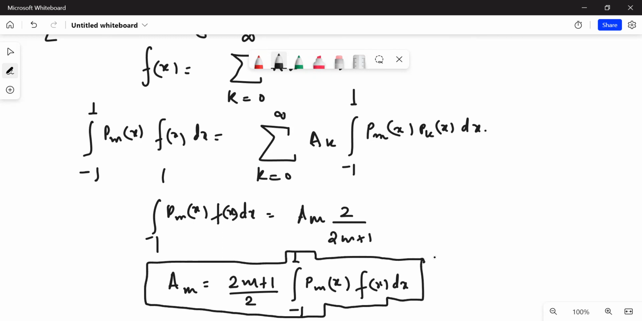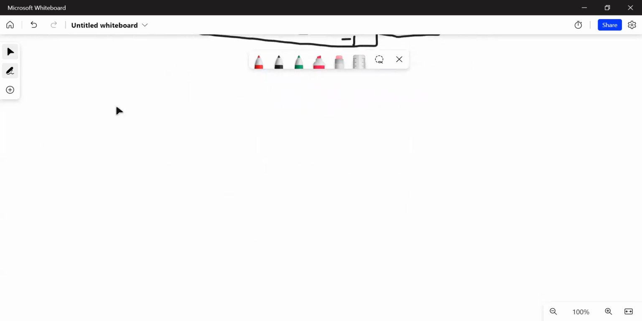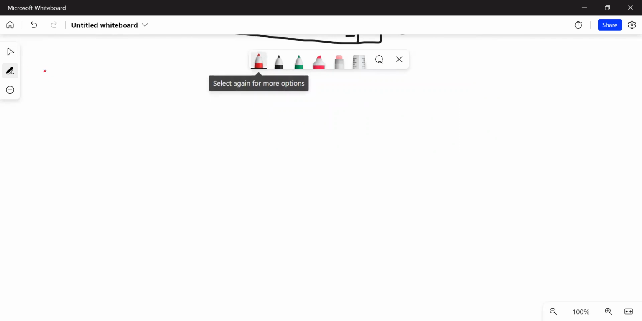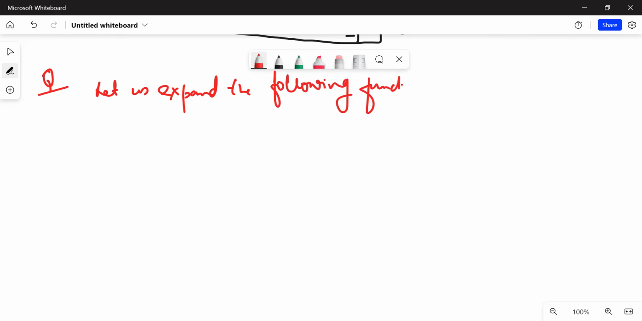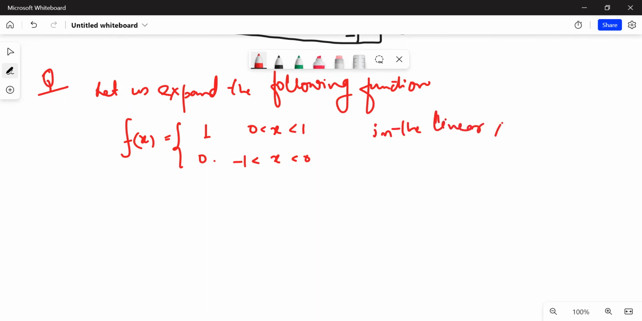Yes, sir. Okay, so this is how you can express it. So let us do a question and then understand a few of the past questions also. Let us expand the following function, given by f(x) equals 1 if x lies between 0 and 1, and if x lies between -1 and 0, it is equal to 0, in the form of a linear combination of P_k(x). Okay, so let us try to do it.